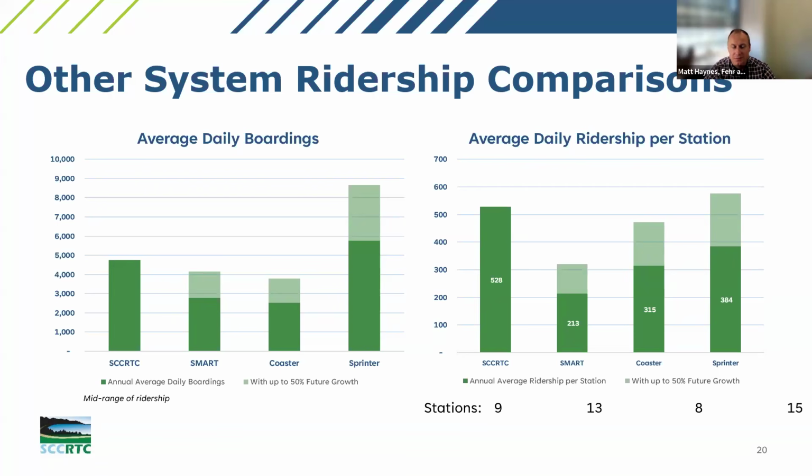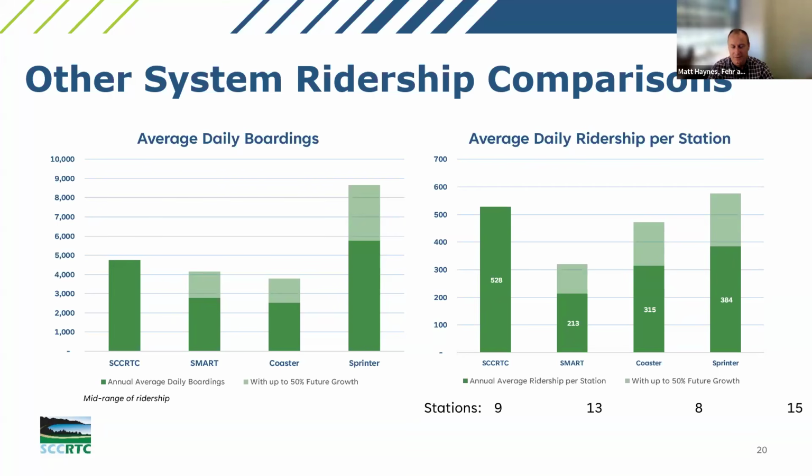The SMART commuter rail system in the North Bay Area, in Sonoma and Marin counties. And then 2 systems in San Diego County that we've also used as comparison systems. The Coaster Service, which goes up and down the San Diego coastline, connecting to downtown San Diego. And then the Sprinter Service, which runs inland in North San Diego County and runs between Oceanside and Escondido and several points in between.